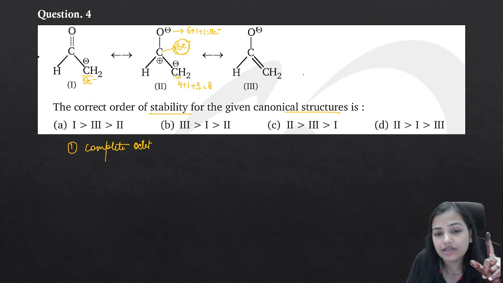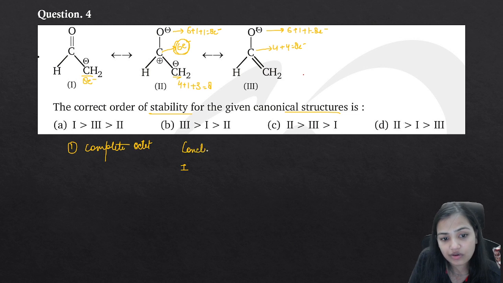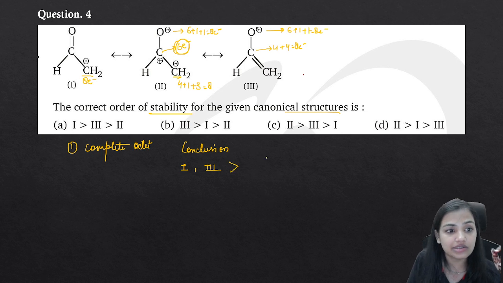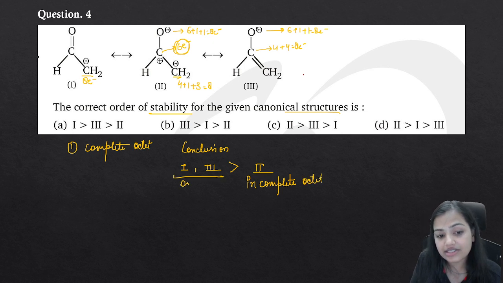Now when you look at this particular structure, this carbon is forming 4 bonds, 8; oxygen, 6 plus 1 with the bond, 8. Yeah, this is also an 8 electron species. The conclusion that we have drawn is that the first and third are going to be more stable than the second. Why? In the second, the octet is incomplete. There we have a 6 electron species. Incomplete octet, while in the first and third, the octet is complete.